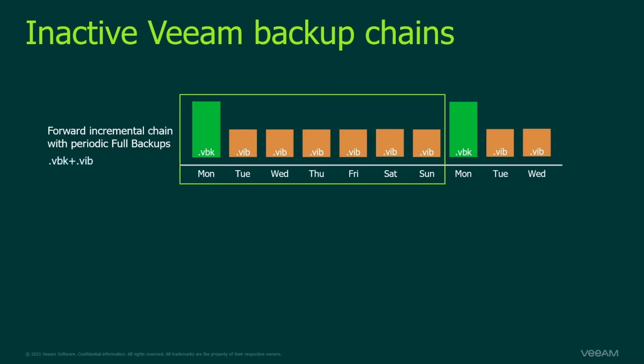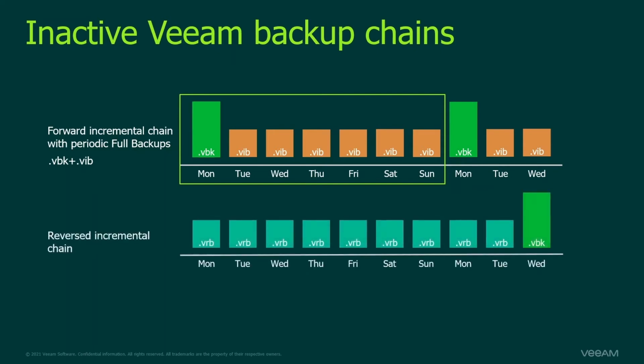That's why we only move data to object storage as we call it, an inactive chain. And in this case, we have created a new full backup file on Monday, and the old backup chain gets moved to object storage.